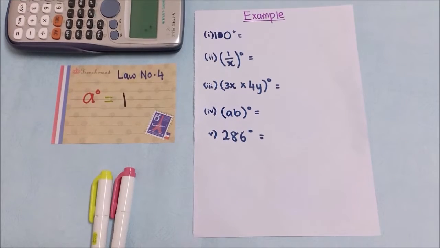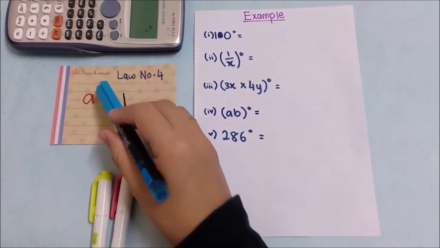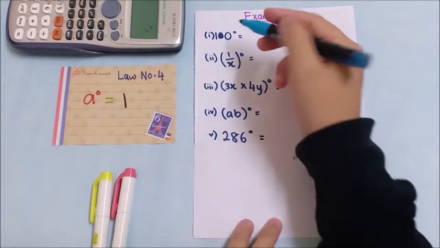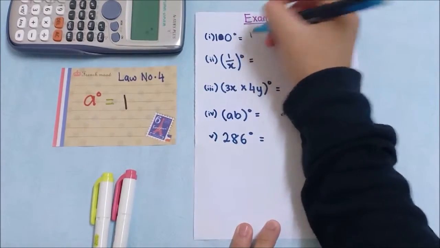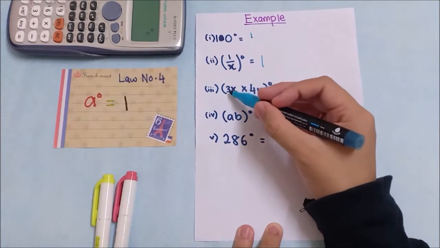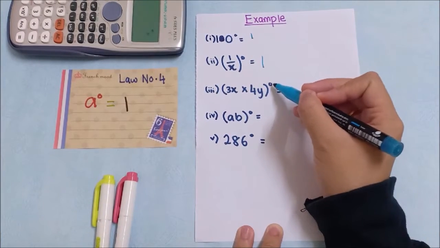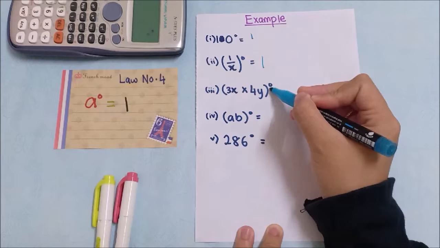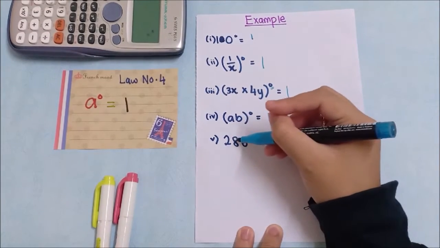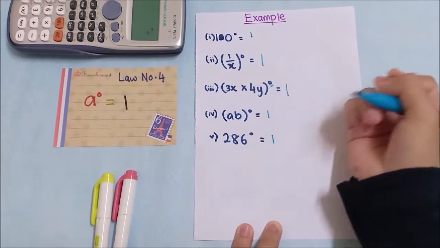For law number 4, a to the power of 0 will give the answer 1, which means any number to the power of 0 will equal 1. For example, 100 to the power of 0, the answer is 1. 1 over x to the power of 0, the answer is 1. No matter what the number is, when it has the power of 0, the answer is 1. And 286 to the power of 0 is 1.